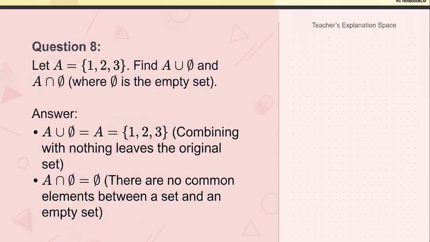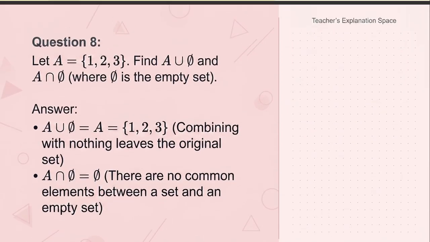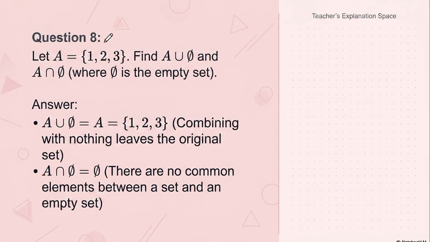Next question. So set A is given as 1, 2, 3. The question is to find A union B, A union empty set, and what is A intersection empty set. So one set we have, let's say 1, 2, 3, and the other set we have is the empty set. Empty set means there is no element.